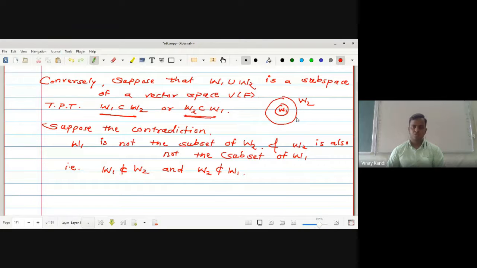Either we have to prove this one or this one. This is W1 and this one is W2. Either we have to prove this one or this one. But here we assume the contradiction. What is the contradiction statement? W1 is not contained in W2.